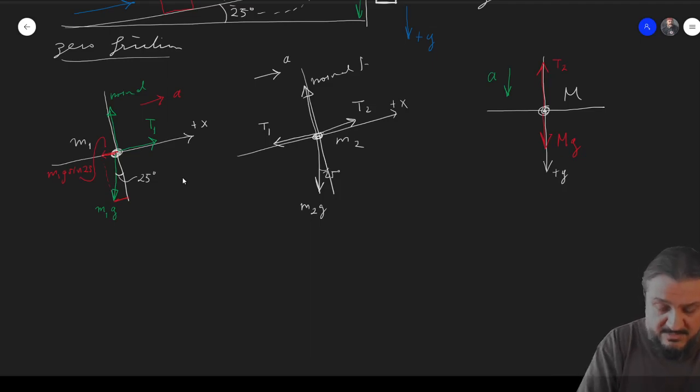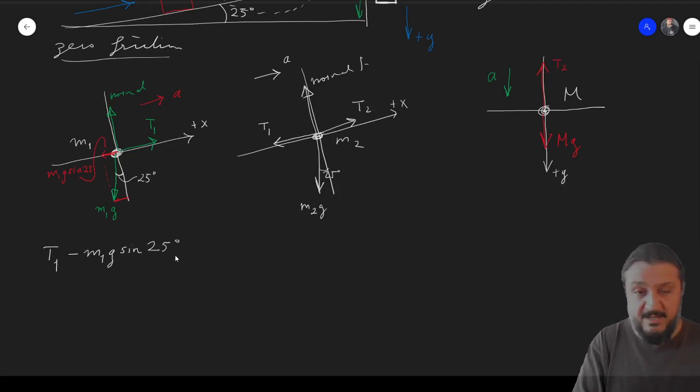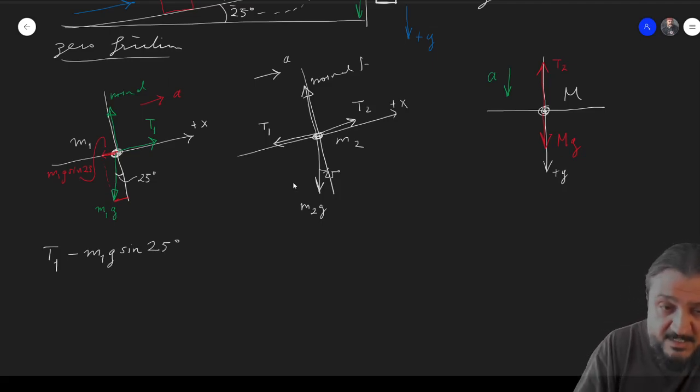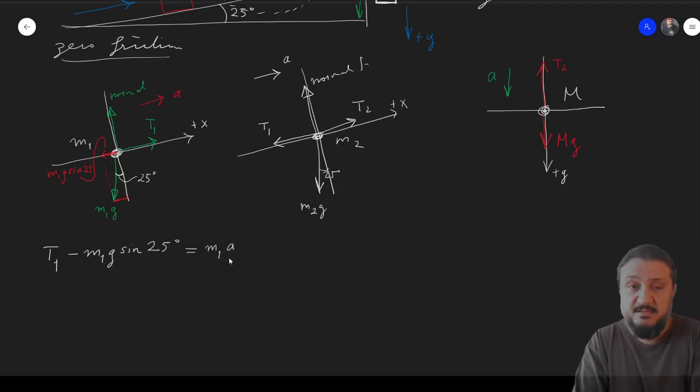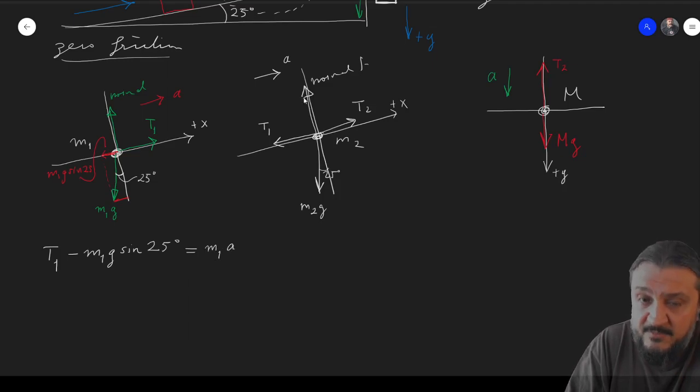So from M1, what do I have? In the positive x direction, just T1. But in the negative x direction, I have M1g sine 25. So minus M1g sine 25, okay? M is given, g is known, sine 25 you can find. So T1 is the unknown there, which has to be equal to mass times acceleration, M1 times A, and here's your second unknown.